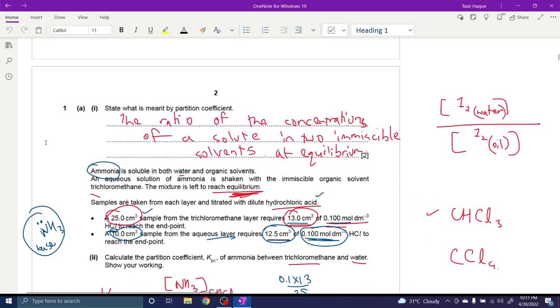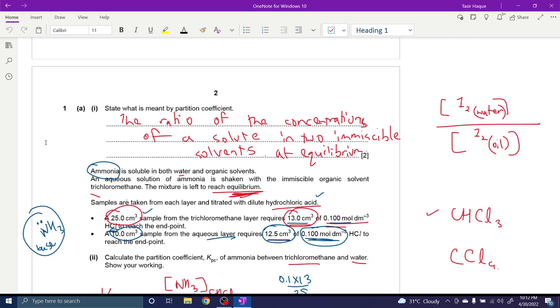So the first question is, what is meant by partition coefficient? Basically, it's the ratio of the concentrations of a solute in two immiscible solvents, right? Solvents that do not dissolve in each other or do not mix with each other, right? So you get 1 mark for that.